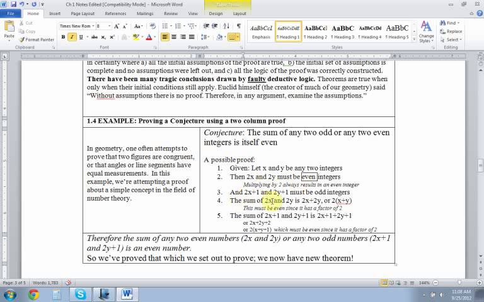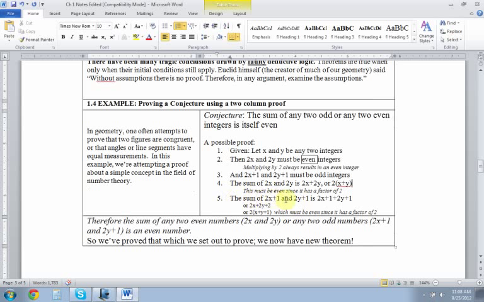Then he says the sum of 2x and 2y is 2x plus 2y. Or, this is a big thing, factoring out a 2. So you factor out the value of 2, and remember, anything that you multiply by 2 is always going to be even. That's just kind of assumed to be true. And it is true. This must be even since it has a factor of 2, like I said.